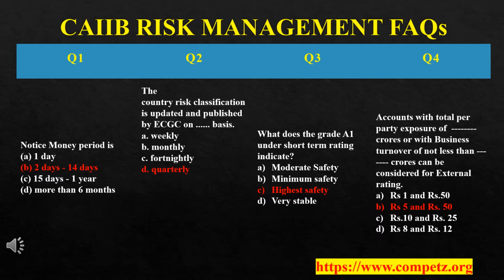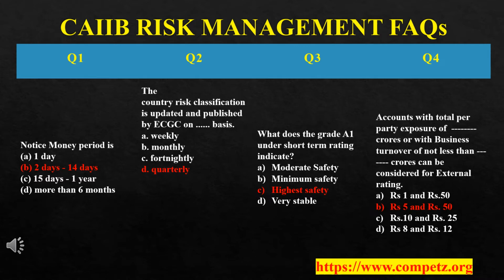Next, from the exam point of view, comes: what does the grade A1 under short term rating indicate? I will repeat the question. Listen carefully. What does the grade A1 under short-term rating indicate? The first option is moderate safety, then minimum safety, then highest safety and very stable. So the answer for this is C, highest safety.